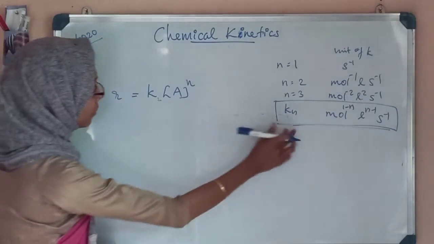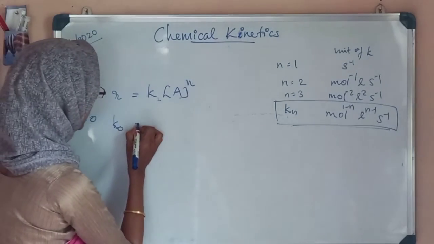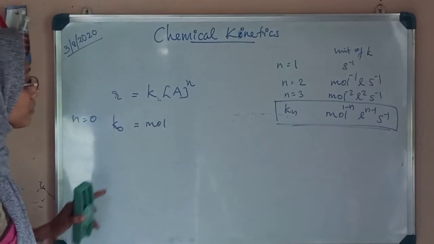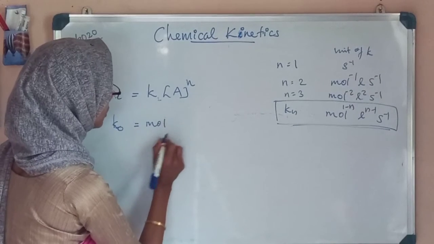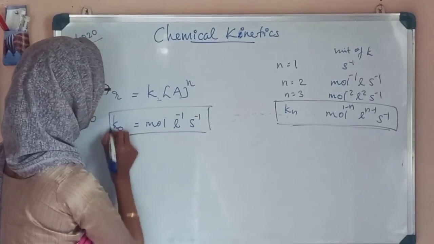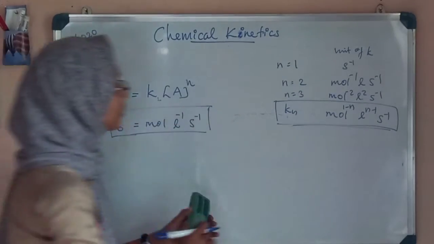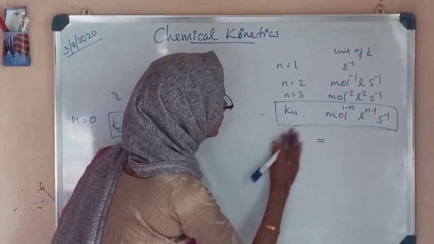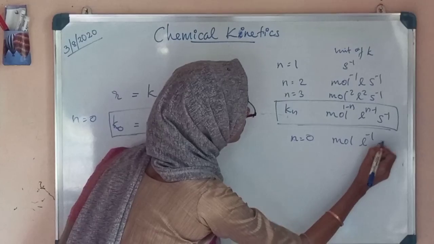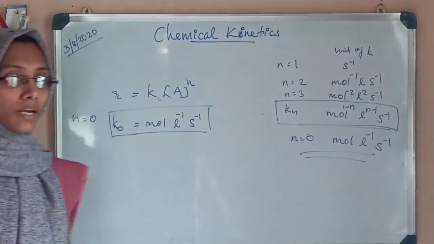Then for a zero order reaction, for n is equal to 0, unit of K0 is equal to mole raised to 1, that is mole, liter raised to minus 1 and second inverse. This is the unit of rate constant for a zero order reaction. So for a zero order reaction, n is equal to 0, the unit of K0 is mole liter raised to minus 1 second inverse. This is the unit of rate constant of a reaction.